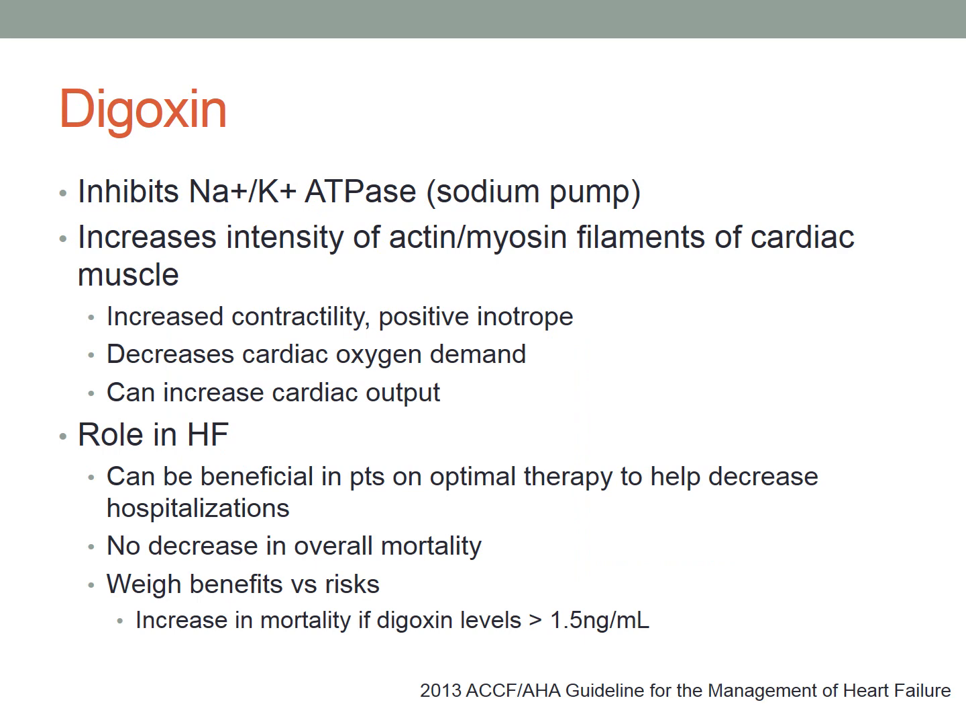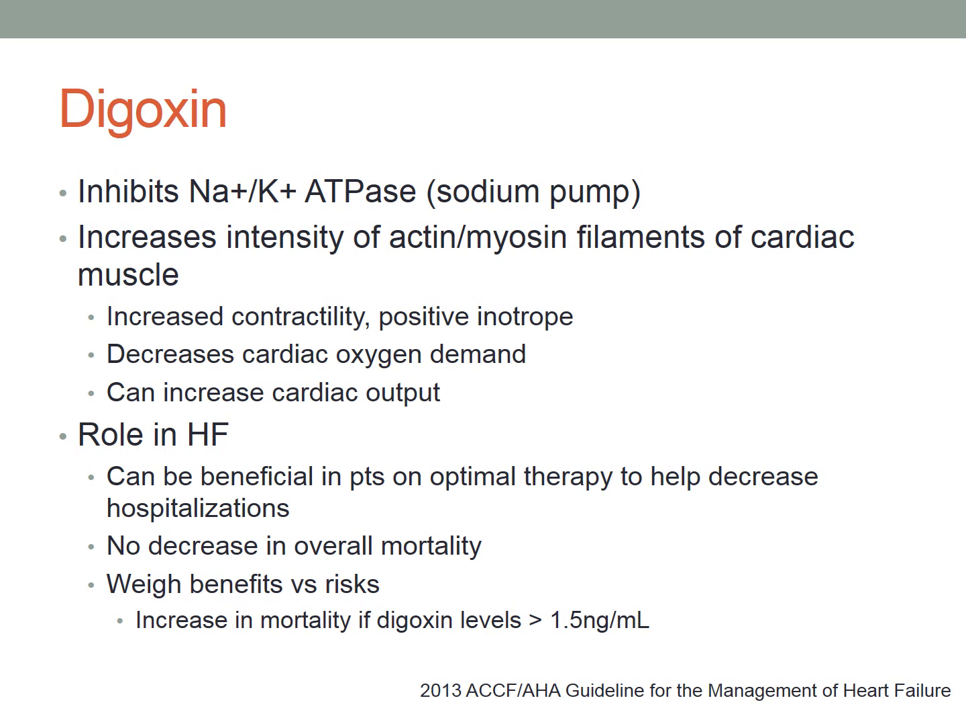So digoxin is used in heart failure patients because it is a positive inotrope, which means that it increases the strength of the heart muscle contraction. This also decreases cardiac oxygen demand and can increase cardiac output. It has a limited role in heart failure, though it can be beneficial in patients that are already on optimal therapy to help decrease hospitalizations, but it has not been shown to decrease overall mortality in heart failure patients.